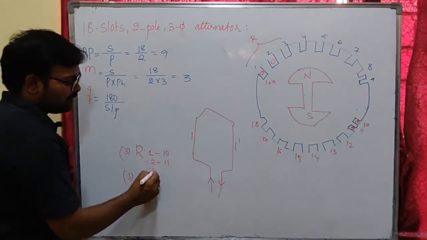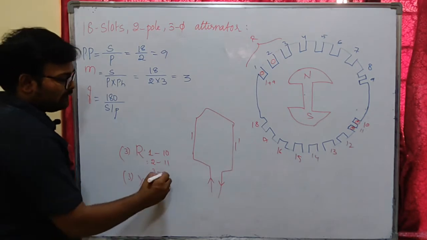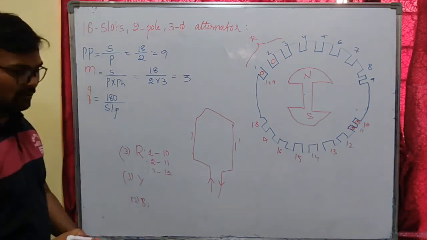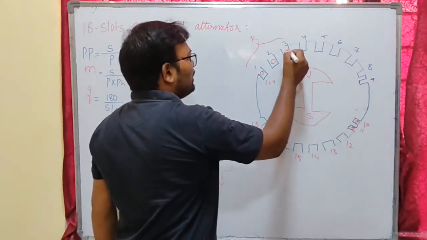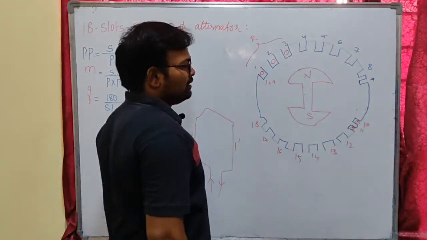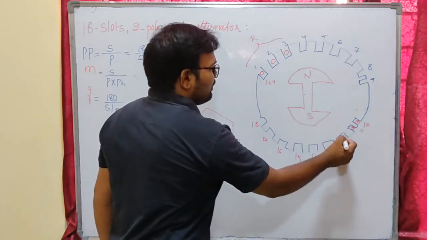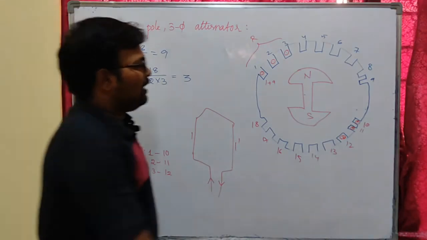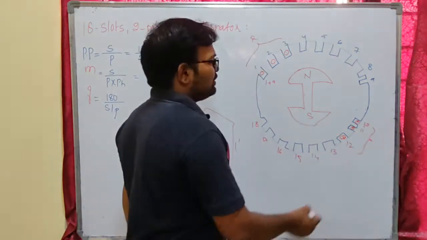Similarly, I will have the third coil of the R phase in the third slot and the second coil side will be in the 12th slot. If I place the third coil of R phase in the third slot, the second coil side will be on the 12th slot. So this is our R phase winding. This is for R phase.